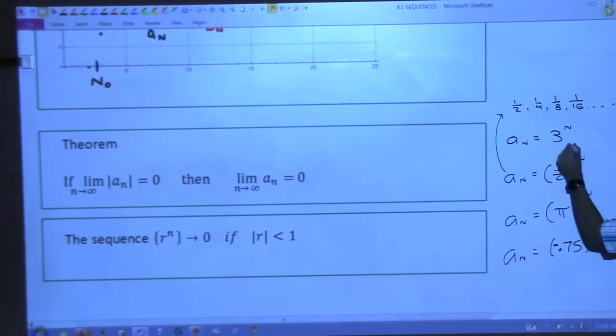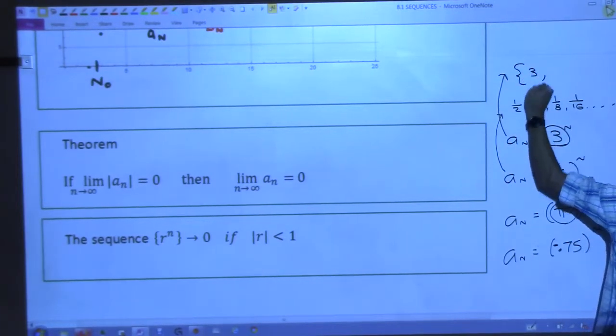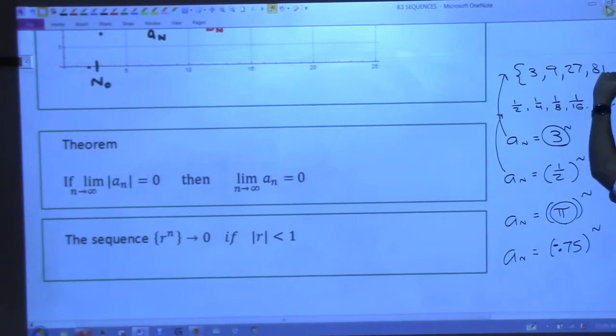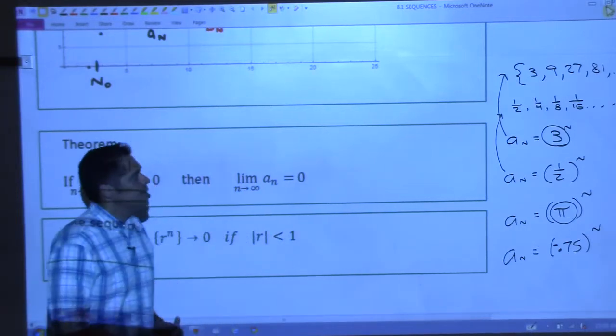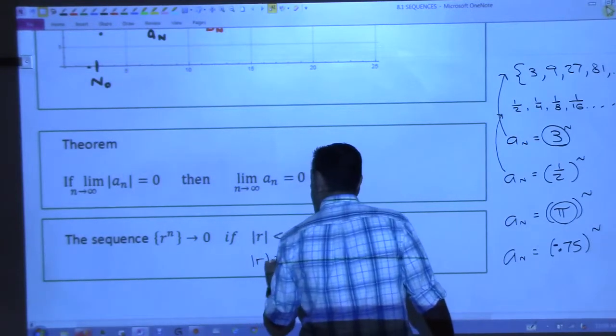Now that leaves for us to figure out what would happen to these two. So what do you think about those two? If the absolute value of r is bigger than 1, think about what that sequence would look like. What would this sequence look like? 3, 9, 27, 81, right? What's happening to that sequence? It's blowing up, right? It's growing exponentially, isn't it? So it would diverge. So we could actually say that if the absolute value of r is greater than 1, it diverges.